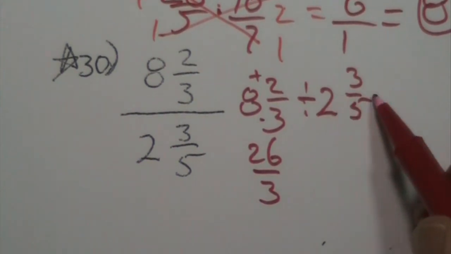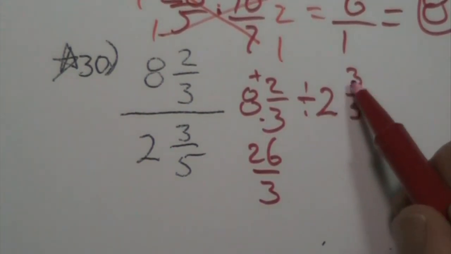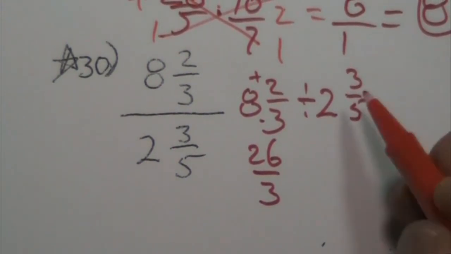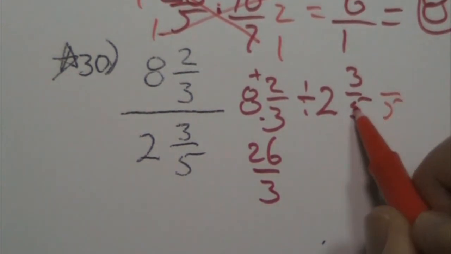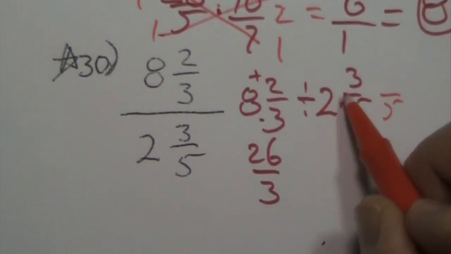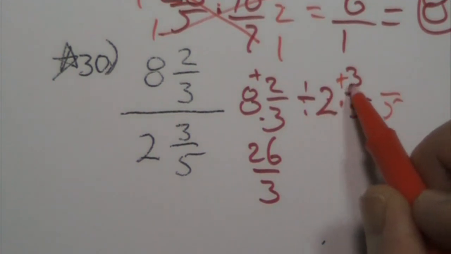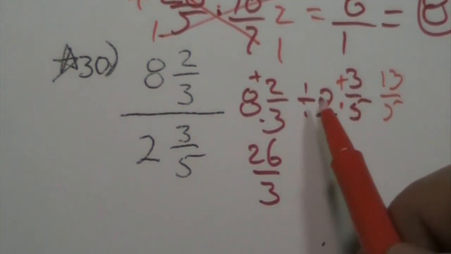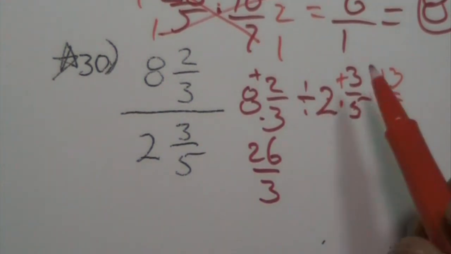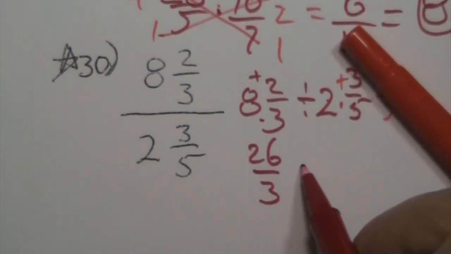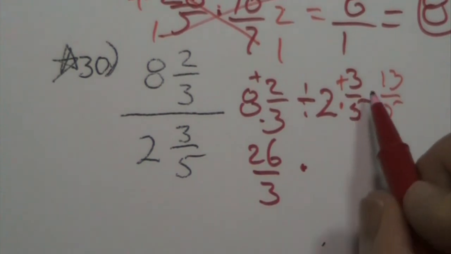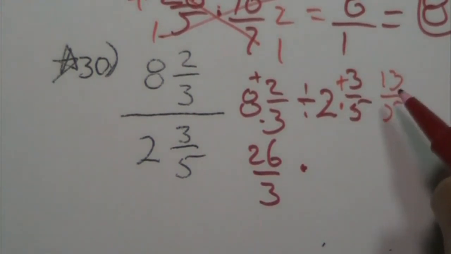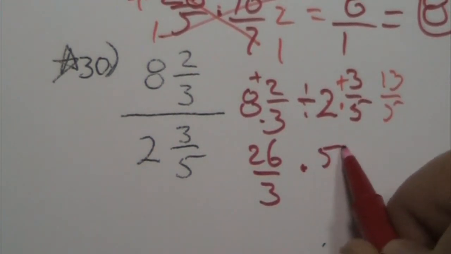All right, and now this one, let's go ahead and convert that to a fraction. So this is going to be 5 times 2 times plus. It's 10, 11, 12, 13. All right, now we want to multiply by its reciprocal. So we'll change this to times, and then we'll reverse this. Reciprocal, flip it.